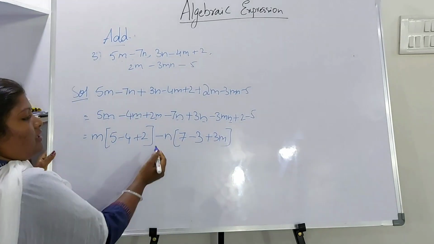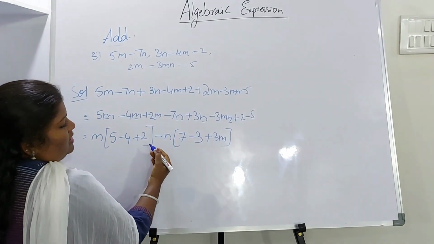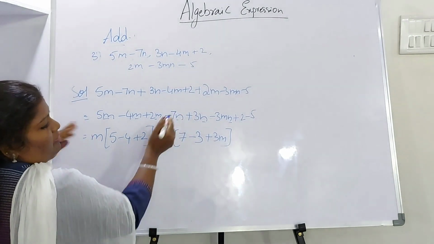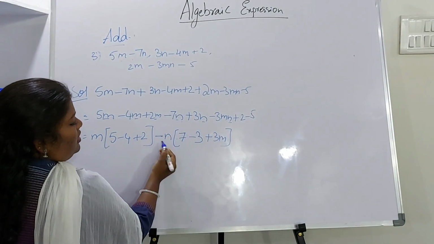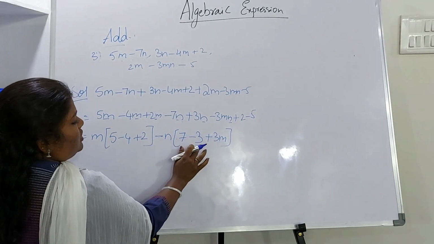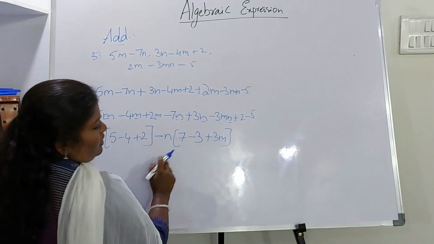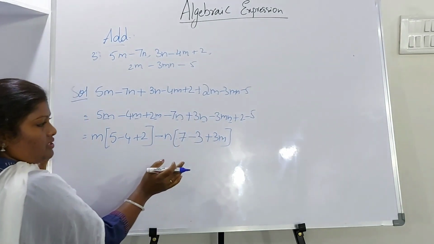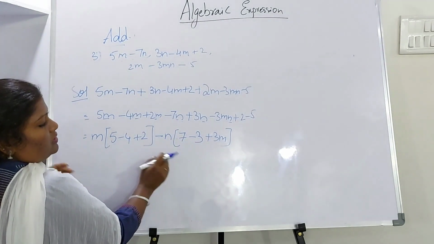Now here, because I have taken minus out, if I remove the bracket once, let me see whether you will get the same equation or not. Minus into plus, minus 7n, minus into minus, plus 3n. Yes, so next minus into plus, it is minus 3mn. So you will get the same expression when you remove the bracket also.